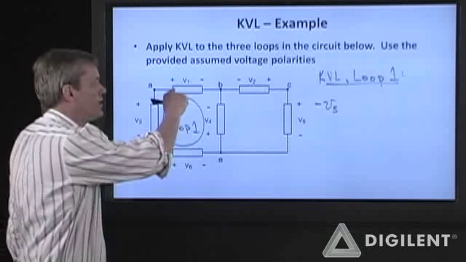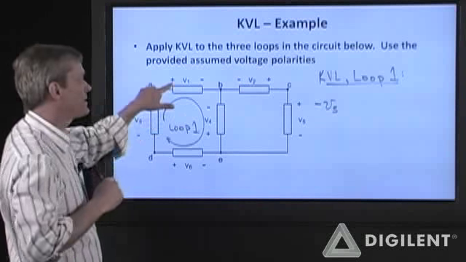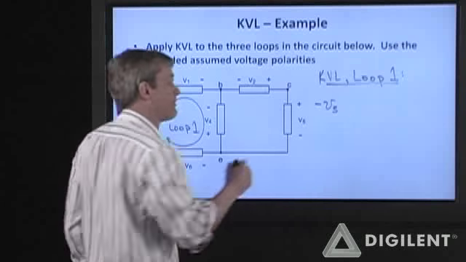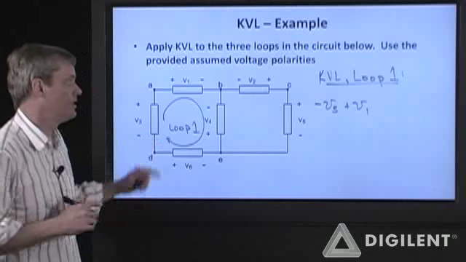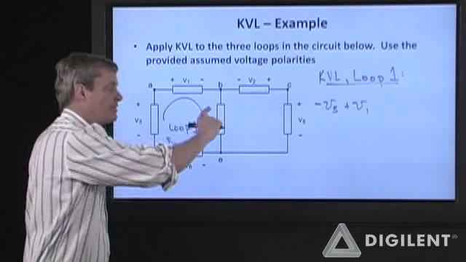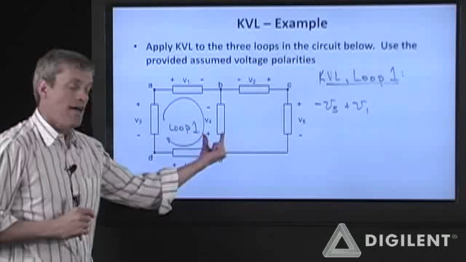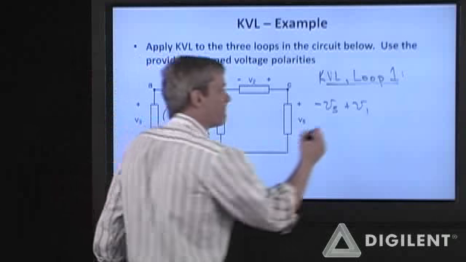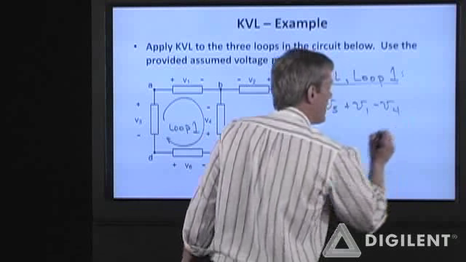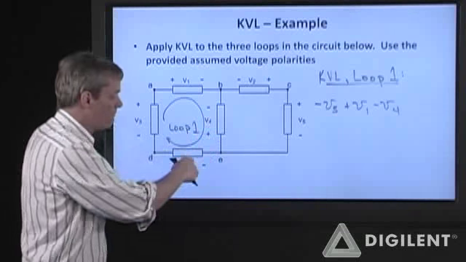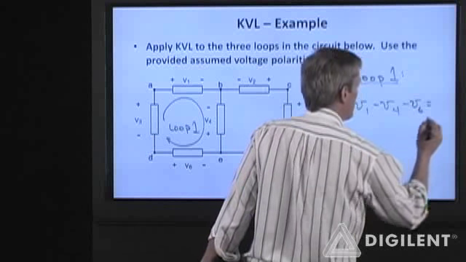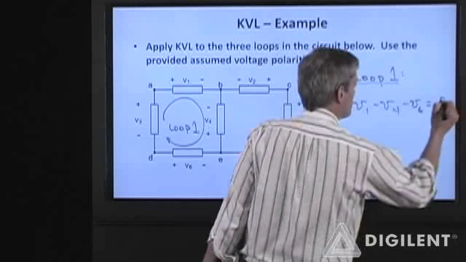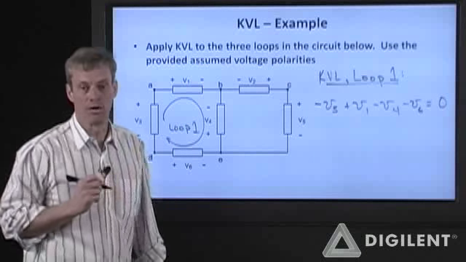Coming around through node A, I'm going to encounter V1 next. I see a positive sign first. I'm going to treat V1 as a positive voltage difference. Now I'm going to go down to element 4. At V4, I see a negative sign first. I'm going to treat that as a negative voltage difference. V6, I see a negative sign first. That's going to be a negative voltage difference. Those have to sum up to 0.